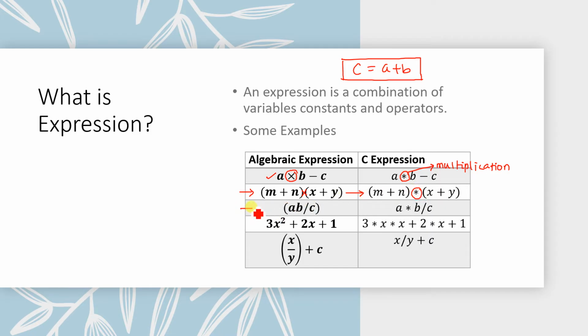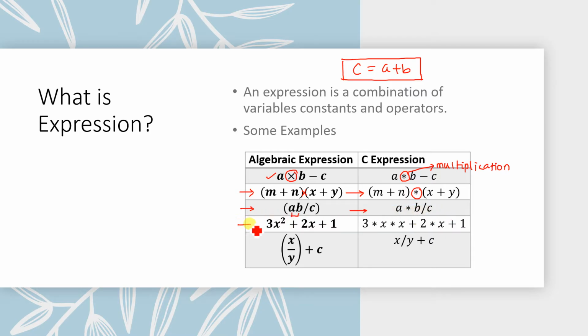Similarly, in the next expression, that is AB divided by C, there is no symbol present between A and B, and we understand that this is a multiplication, A into B, but in C programming you need to specify that. So that's why you should write A into B divided by C.